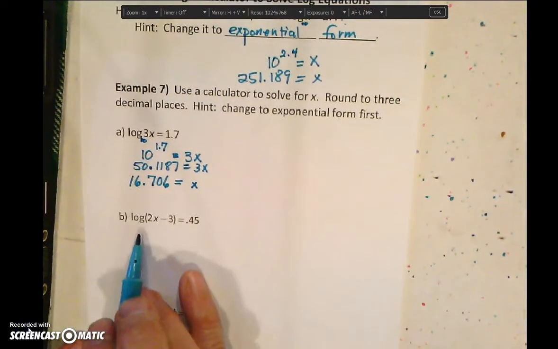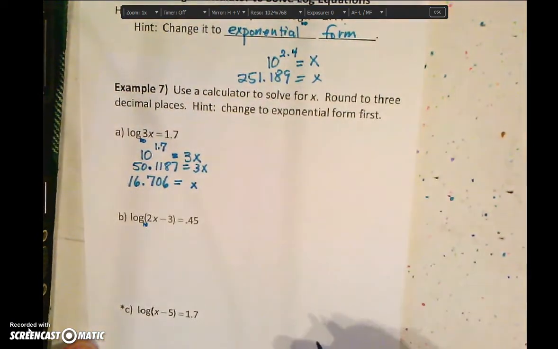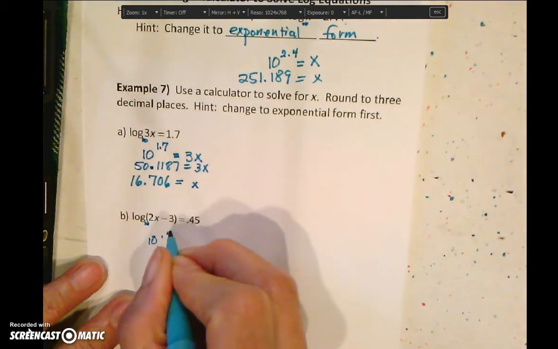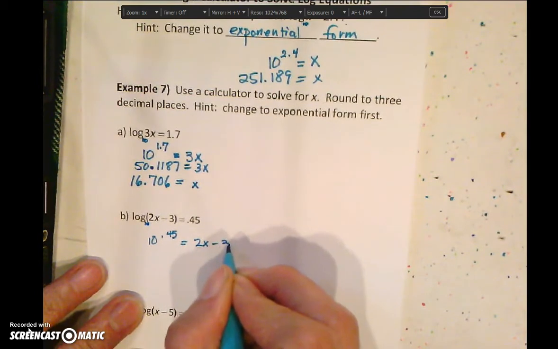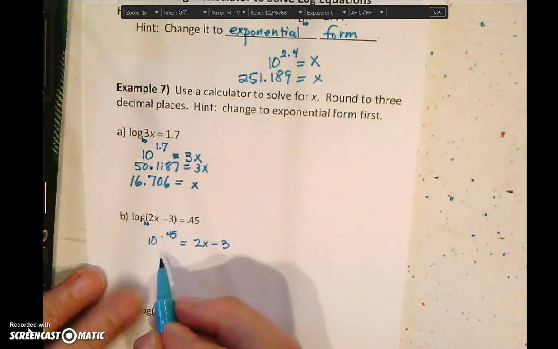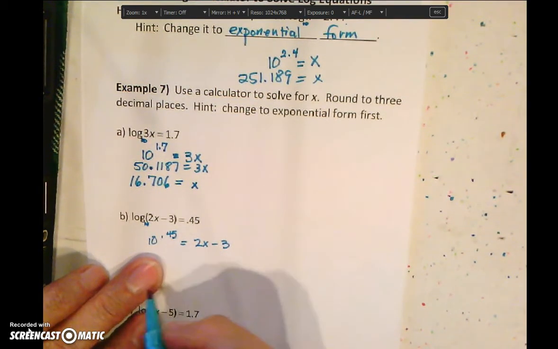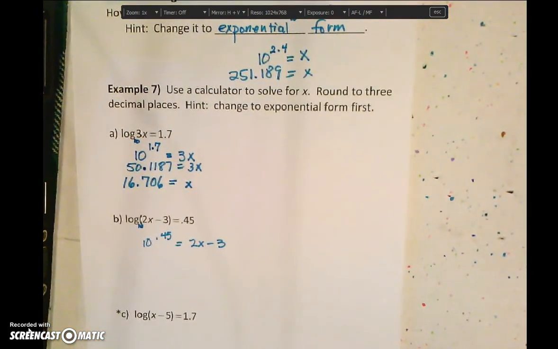All right, so example B, same thing, understood that there's 10 right there. So I'm going to say that 10 raised to the 0.45 power is equal to 2x subtract 3. When we use our calculator to calculate this, we'll get a decimal answer. We'll add 3 to it, and then we'll end up by dividing by 2. So I'll go to the calculator now and do that.